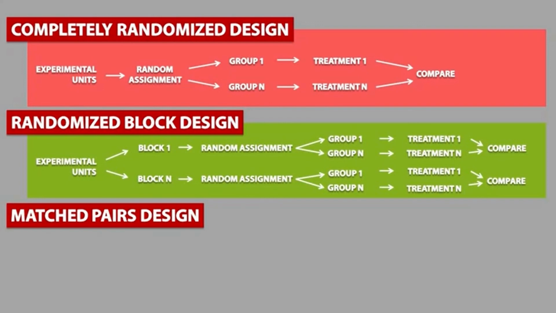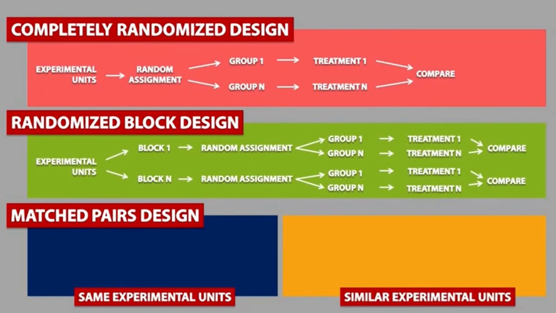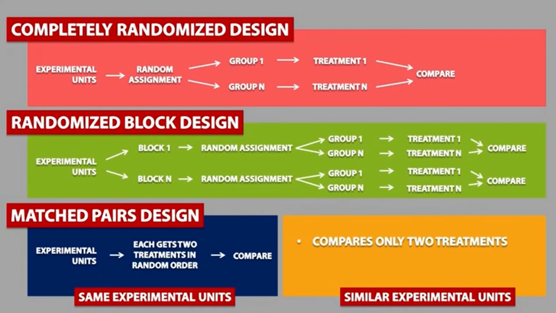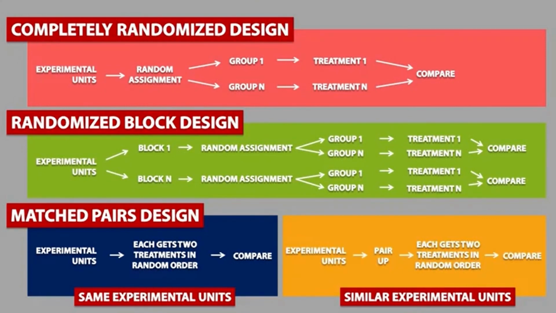For a matched pairs design, we saw two scenarios, one that uses the same experimental units and one that uses similar experimental units. Both of these involve the comparison of only two treatments. If you are using the same experimental units, each experimental unit gets both treatments. This is what the simplified diagram would look like. If you are using similar experimental units, we first pair up similar experimental units, then each pair is split up and randomly assigned to one of two treatments. This is what the simplified diagram would look like.